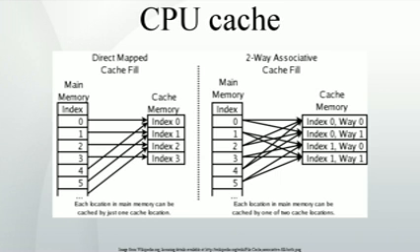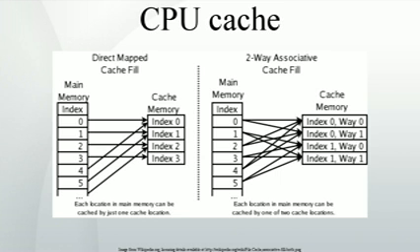A CPU cache is a cache used by the central processing unit of a computer to reduce the average time to access memory. The cache is a smaller, faster memory which stores copies of the data from frequently used main memory locations. Most CPUs have different independent caches, including instruction and data caches, where the data cache is usually organized as a hierarchy of more cache levels.